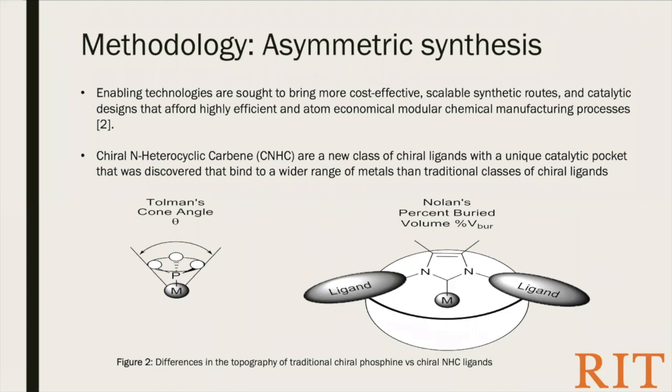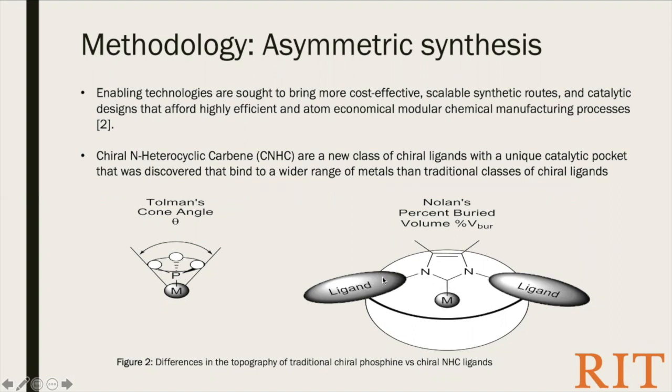The normal chiral NHC catalysts that have been used, you can see at the bottom left-hand corner of your screen, which is this structure. There was introduced a new class of chiral ligands, chiral catalysts, which is the one that we used, which considers 2 ligands here and 1 metal underneath.